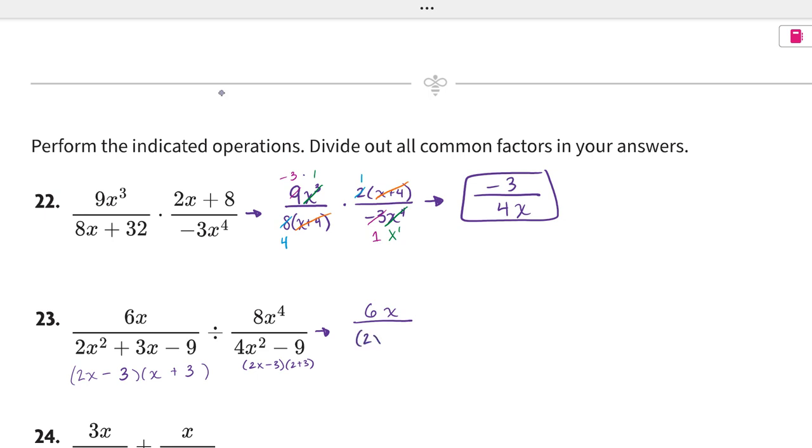So I'm going to write 2x minus 3 times x plus 3. Now I'm going to multiply this time. So I'm going to multiply by the reciprocal of this second fraction. So 2x minus 3 times 2x plus 3. And then I have 6x in the denominator now. So, nope, sorry, not 6x, 8x to the 4th. 8x to the 4th in the denominator now.